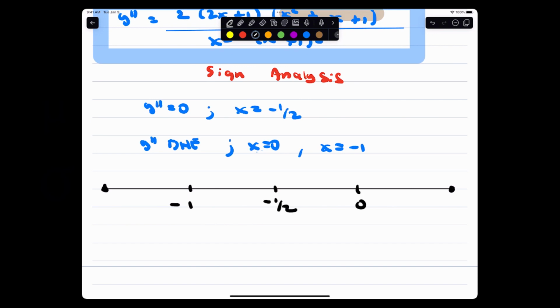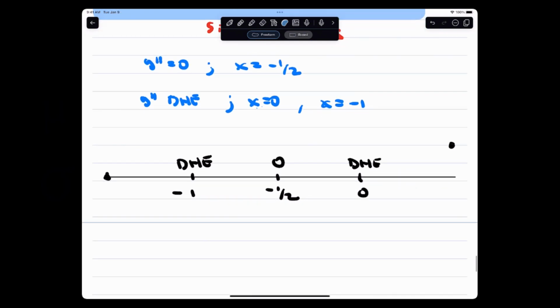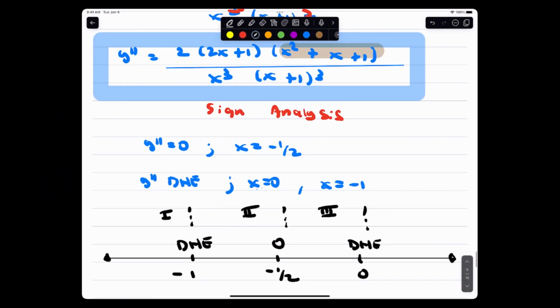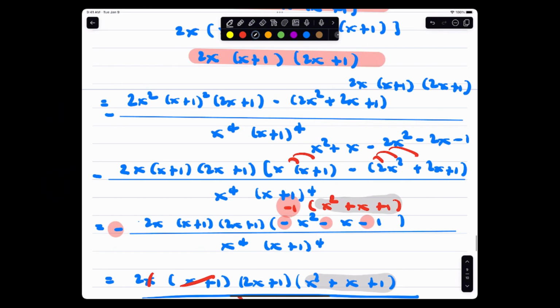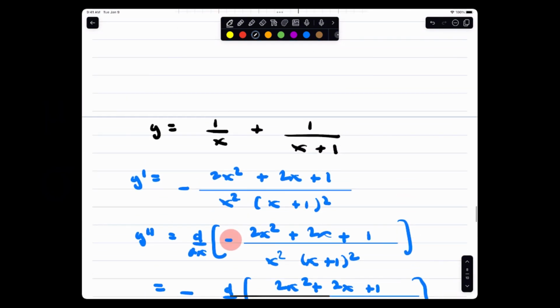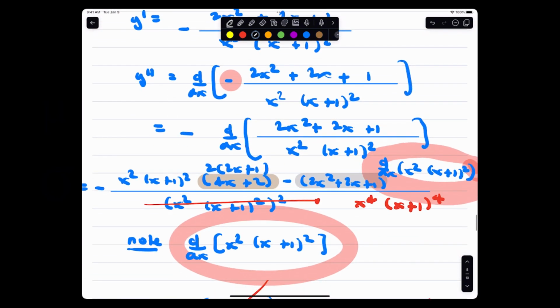Was it restricted? So negative 1/2, 0 does not exist. Okay, so I'm just going to set it up for you guys there. And you'll have region 1, region 2, region 3 for your sign analysis, and region 4, sorry. However, it did have a restricted domain. I think we only threw out 0, we threw out -1, so it's not an interval.